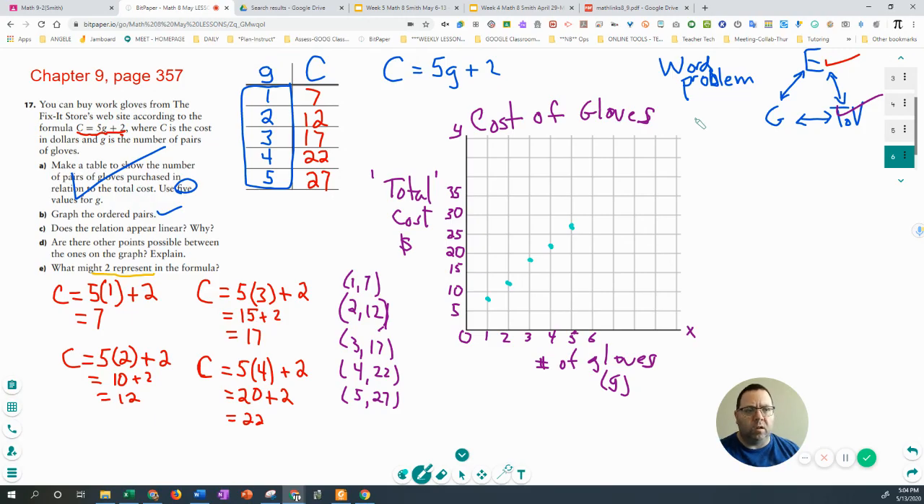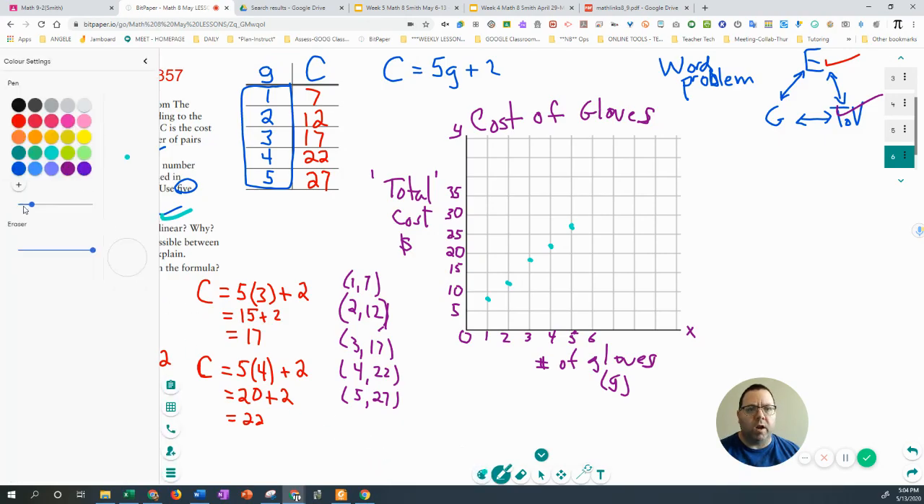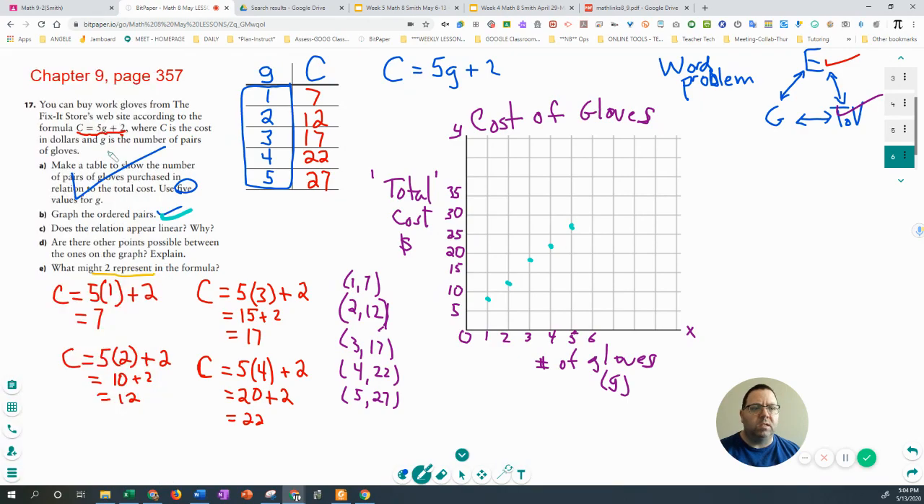So where are we here on the thing here? Okay, so yeah, we've graphed the ordered pairs. Perfect. Okay, and what does it say? Does the relation appear linear? In other words, do the points line up in a straight line? Yeah, they do, right? It assumes you're not going to start at 0. Assuming my rough freehand draw of this, yeah, they appear linear. They are linear. So, yes.